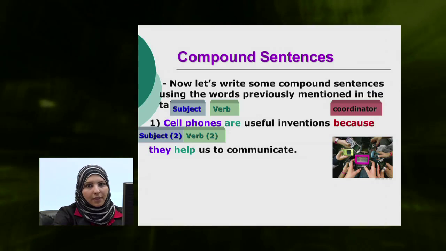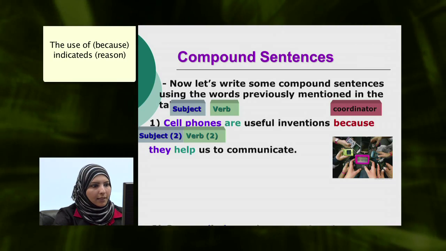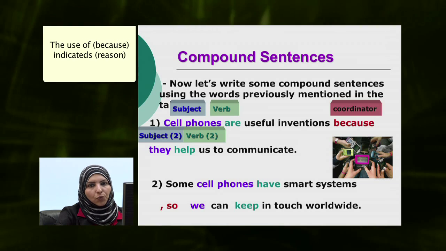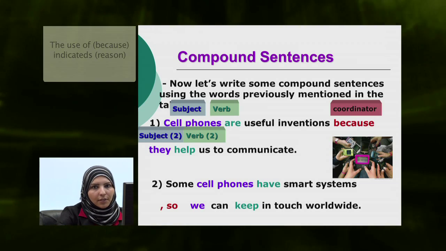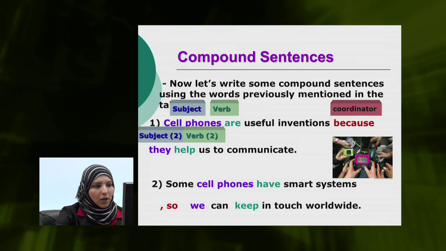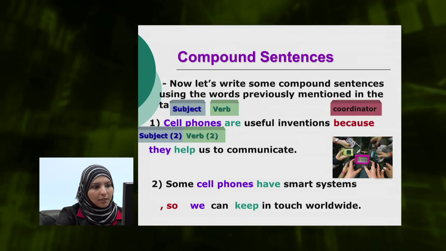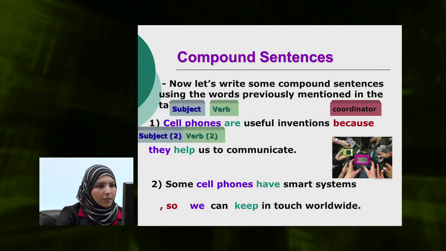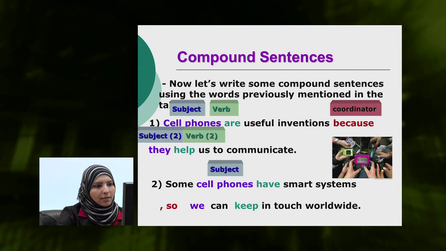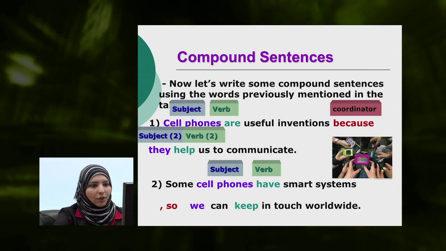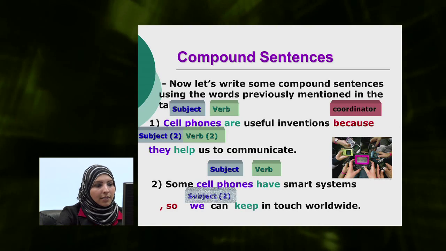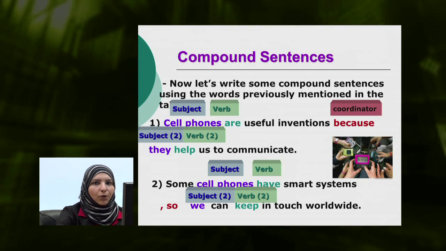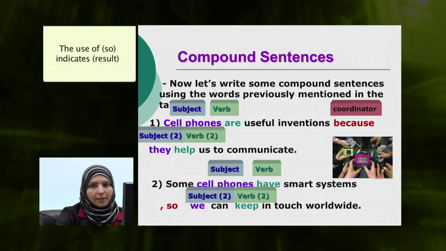The second sentence that you can write using the words in the table is, some cell phones have smart systems, so we can keep in touch worldwide. In this sentence, we have two clauses, which are, some cell phones have smart systems, and the second clause is, we can keep in touch worldwide. In the first clause, the subject is cell phones and the verb is have, while in the second clause, the subject is we and the verb is keep. We use the coordinator so, which indicates result.